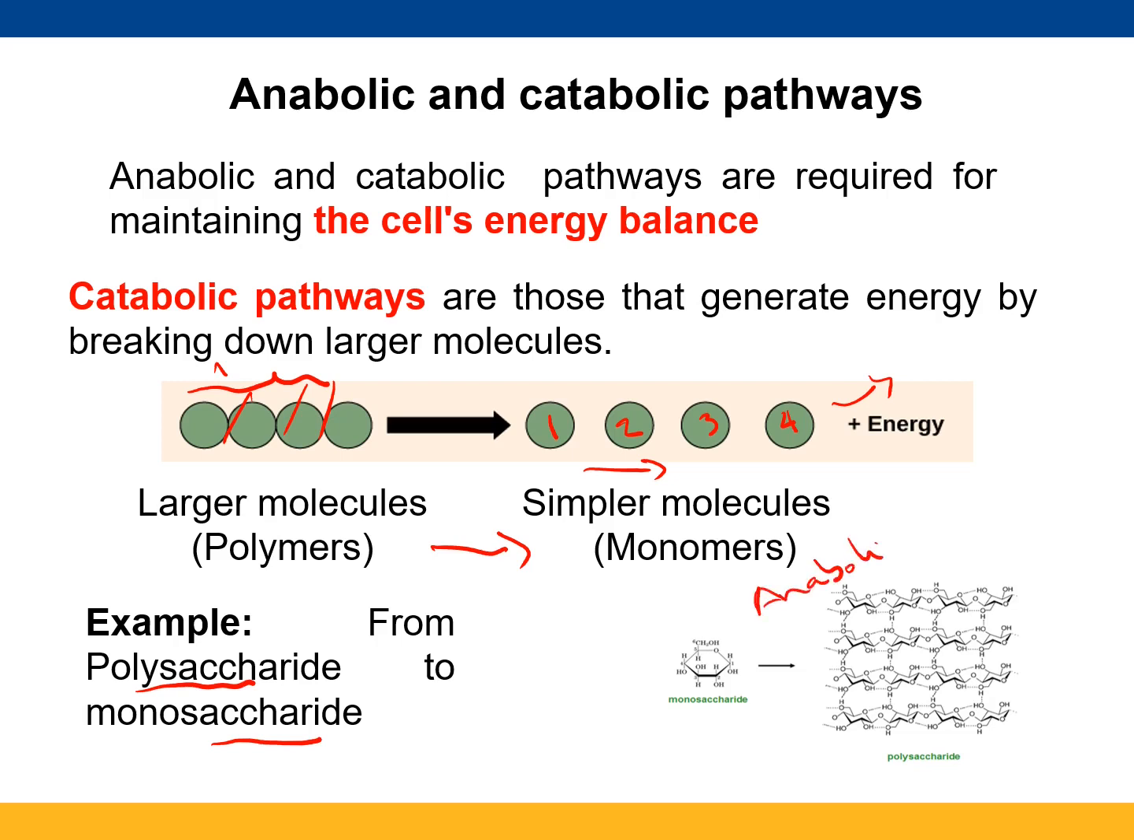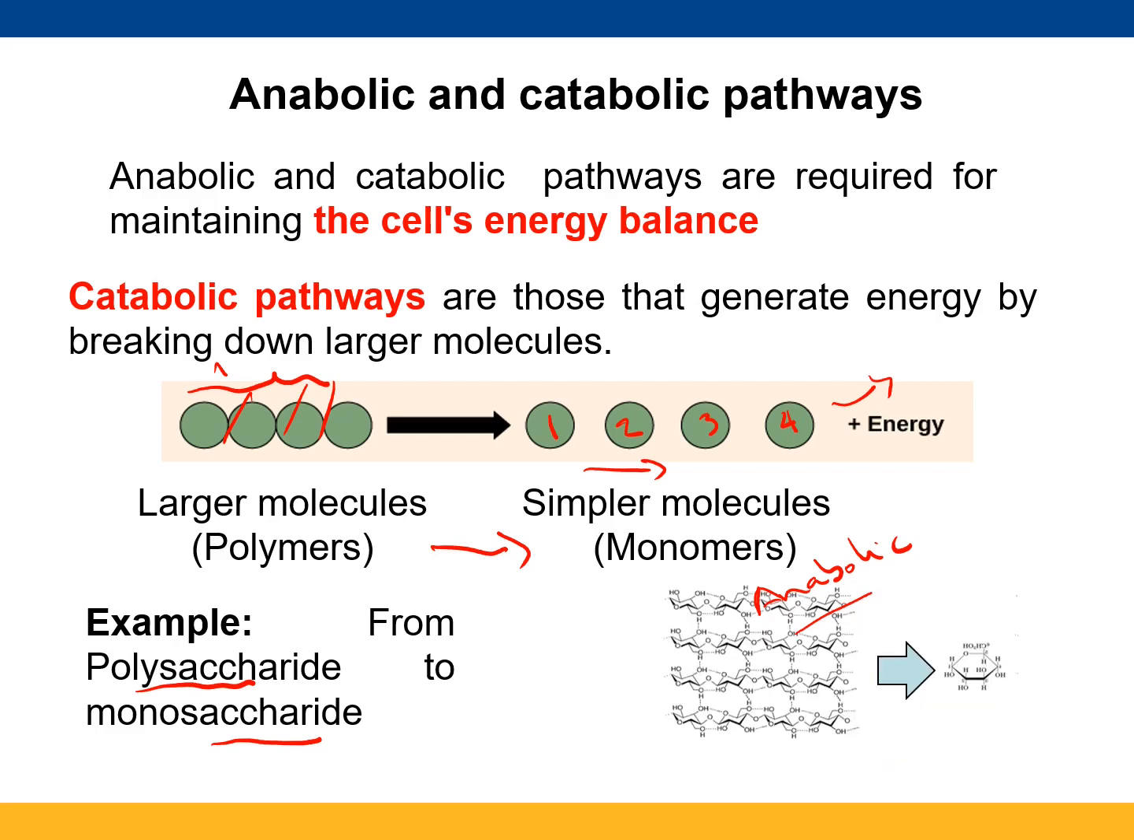For example, we have so much food in our body that we start storing all this sugar, and there is a point where you say, no, we are getting hungry, we need to have simpler molecules and get energy from those. So we are going in the opposite direction, and now we're going from a polymer to a monomer. So here we will have a catabolic reaction.